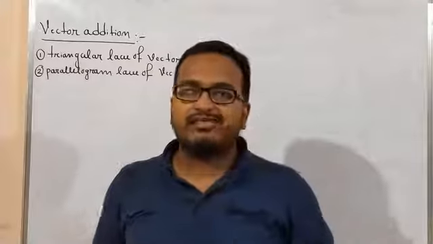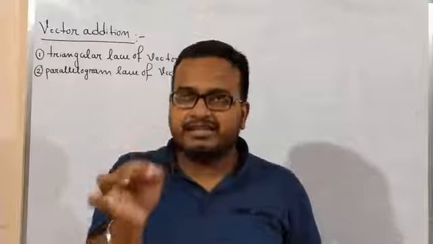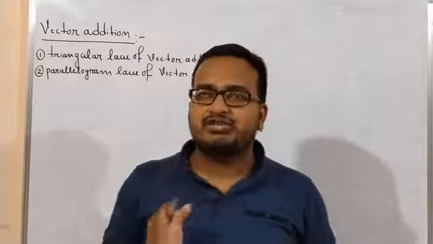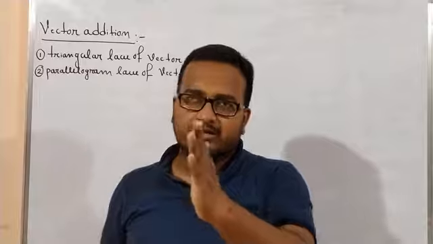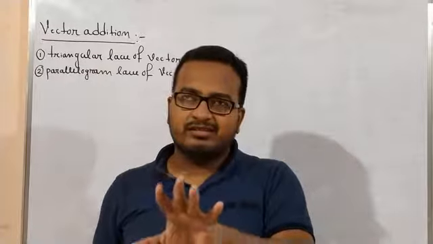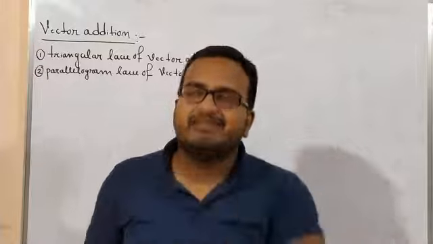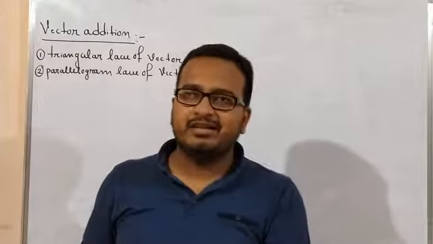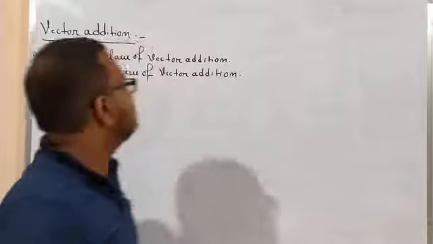What does the triangle law say? The triangle law says if two vectors represent the adjacent sides of a triangle taken in the same order, then the sum of these two vectors is represented by the third side of the triangle taken in the reverse order. So what is the meaning of this?